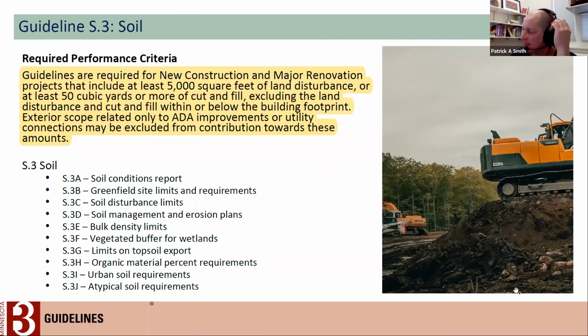For guideline C soil, this is one that looks at the area excluding the building footprint and how much engagement you have with the area outside of the building, outside of just under the building. And there are a couple of minor updates.